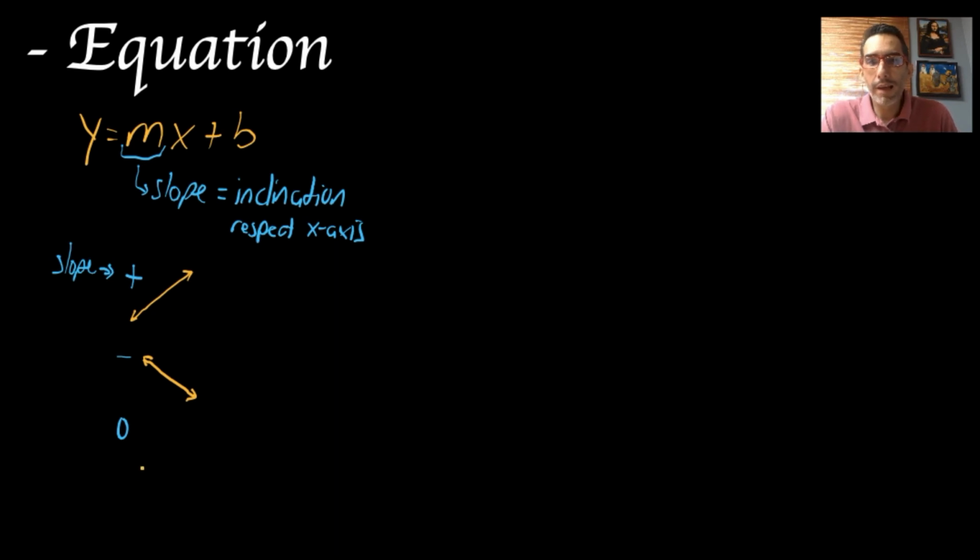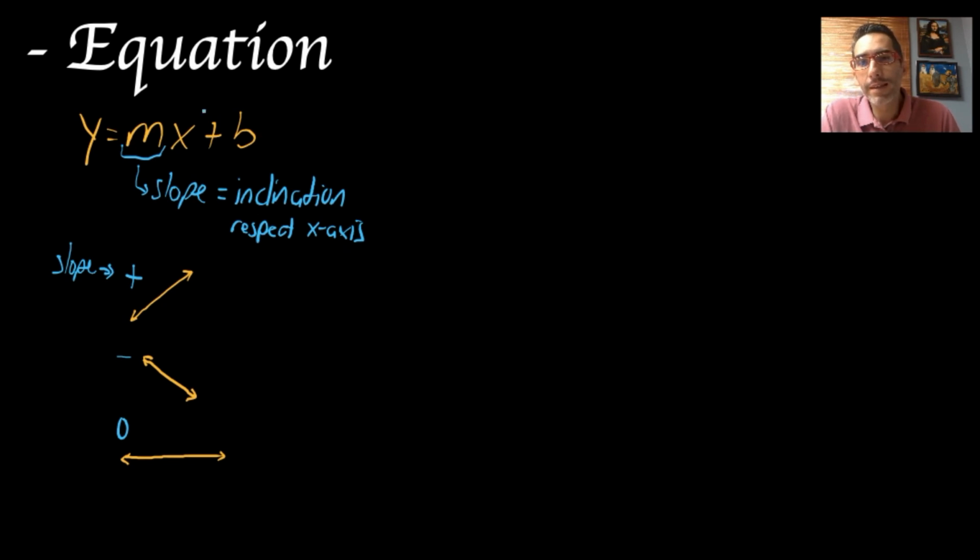And if the slope is zero, that means that you see a 0x, or eventually you have an equation where you don't have an x, meaning that the slope is zero. The slope of zero represents a horizontal line. Okay, the line is 100% completely horizontal. Okay, that's about the slope.